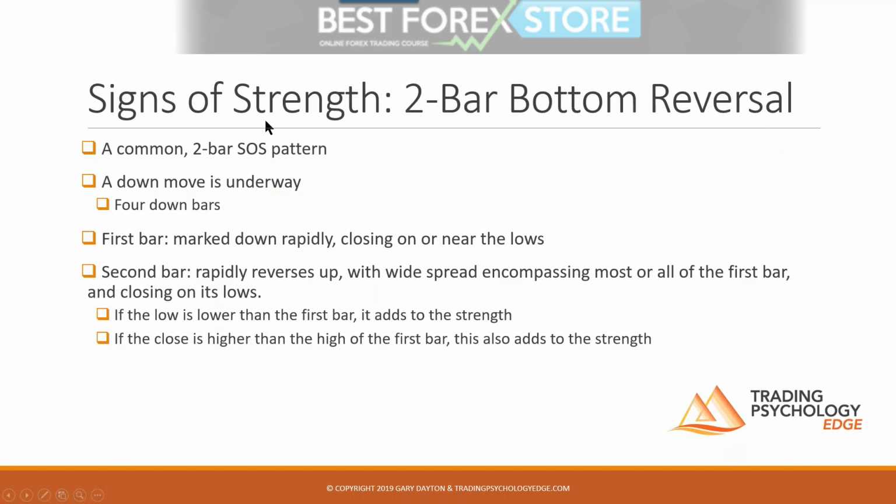So, bottom reversal as a sign of strength. Again, just like the top reversal, very common. Down move will be underway. I like to see 4 bars here of down move. We don't always get that, but I do like to see it. Again, first bar is marked down rapidly. Second bar rapidly reverses up. It's just the opposite of the top reversal. And again, if the low is lower than the first bar, it adds to the strength. And if it closes higher than the first bar, it will add to the strength.